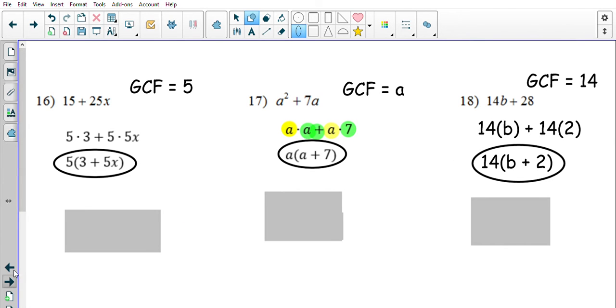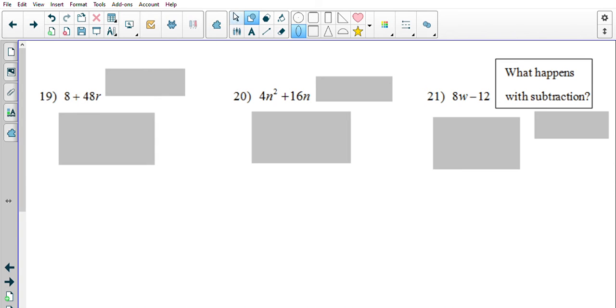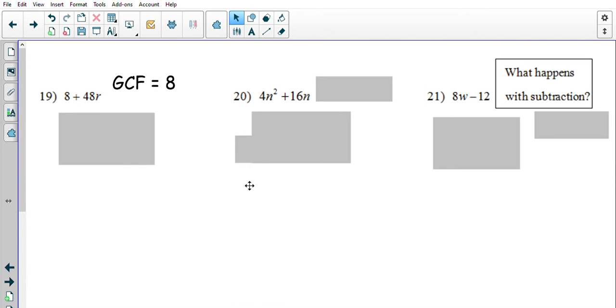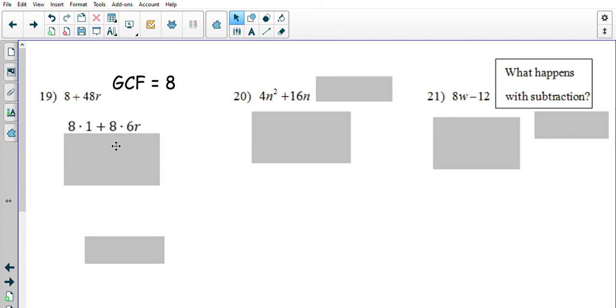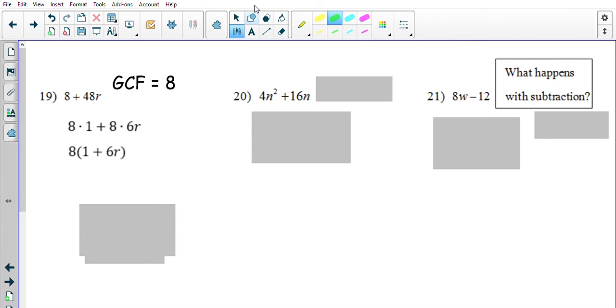All right, number 19. So we've got 8 plus 48r. The greatest common factor of 8 and 48 is going to be 8. 8 times 1 gets us 8. 8 times 6r gets us 48r. So the 8 goes outside the parentheses. 1 plus 6r is left inside the parentheses.